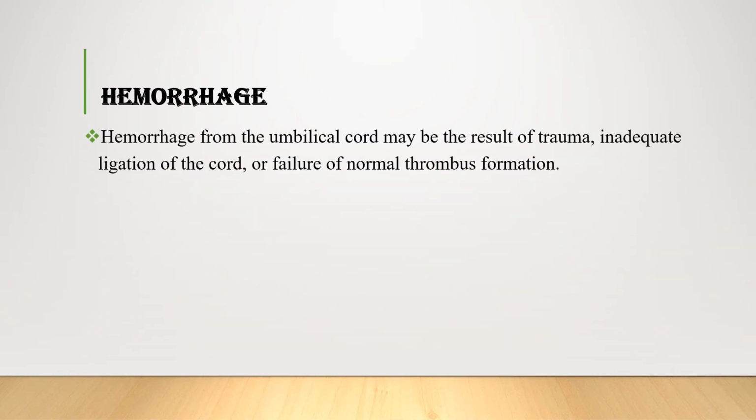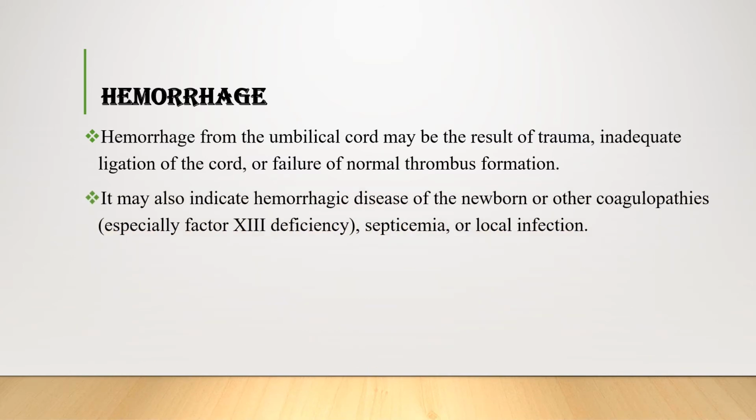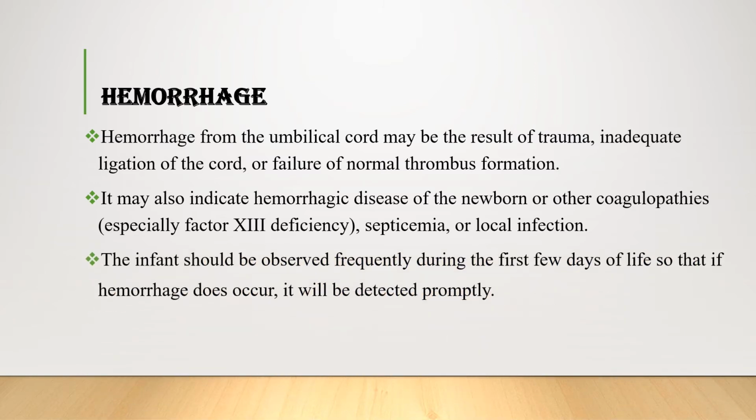The other abnormal problem of the umbilical cord is hemorrhage. Hemorrhage from the umbilical cord might be the result of trauma, or it might be from inadequate ligation of the cord or failure of normal thrombus formation. It may also indicate hemorrhagic disease of the newborn due to vitamin K deficiency or other coagulopathies, or it might be due to DIC or local infection. The infant should be observed frequently during the first few days of life so that if hemorrhage does occur, it will be detected promptly and treated.